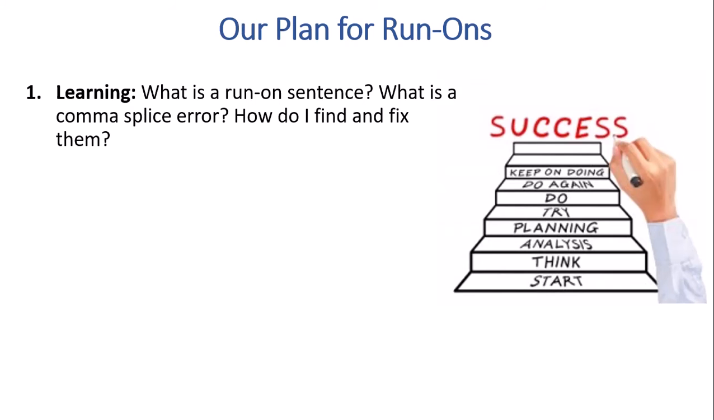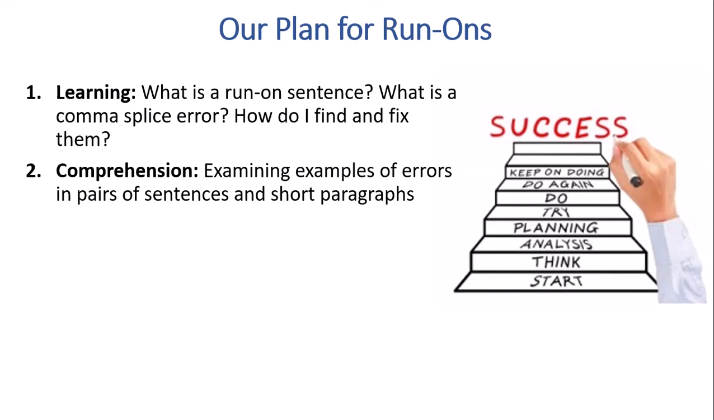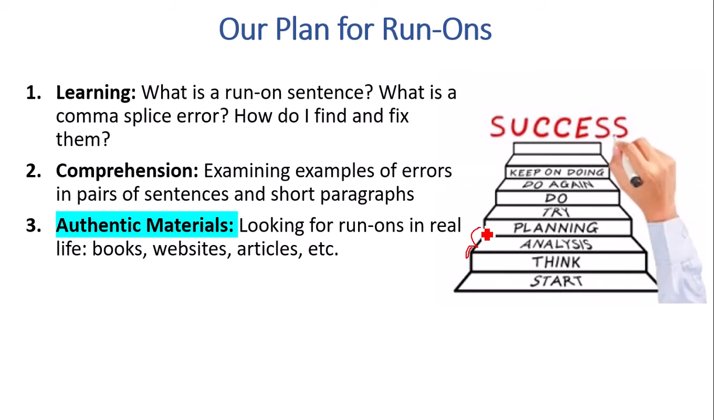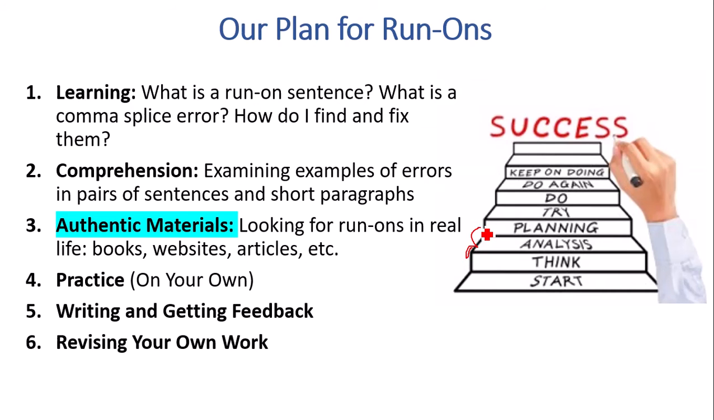Our plan for run-ons: learning first what it is, how do I find and fix it, comprehension, so moving up the steps a little bit, examining the errors. Now we're on analysis, looking for run-ons in real life, and that leads us to planning how we're going to do this when we go into our papers. And then you'll try practicing on your own and writing and getting feedback and revising your work, which moves us up to do it again, and then keep on doing it.